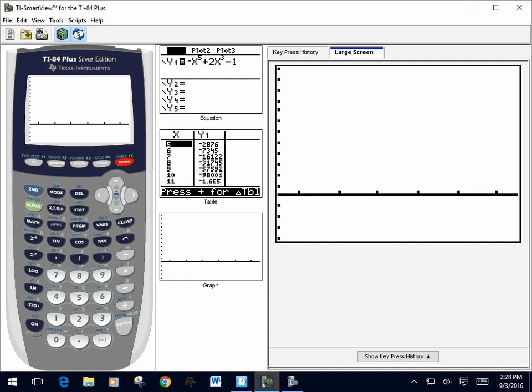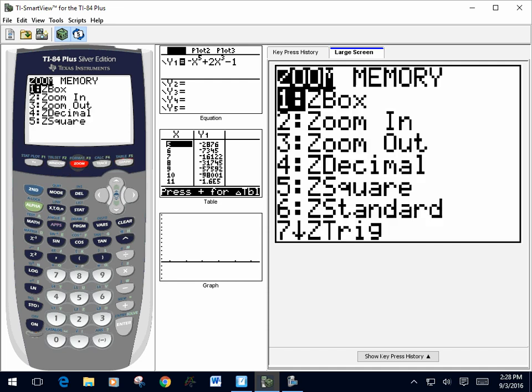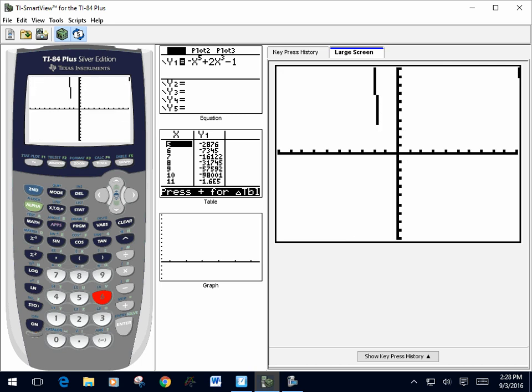My zoom is kind of funny. If you're not getting a picture, it's probably because your window is set up zoomed into something in particular. So I'll hit the zoom button, and for this, we can go to number 6, zoom standard. And it will take us back to a little bit better window. So this thing kind of dips down and kind of curves back up a little bit, and then it goes down some more.